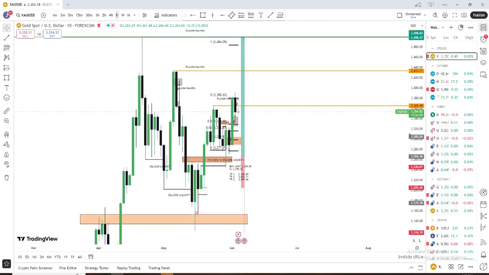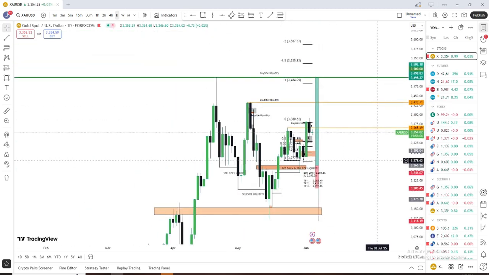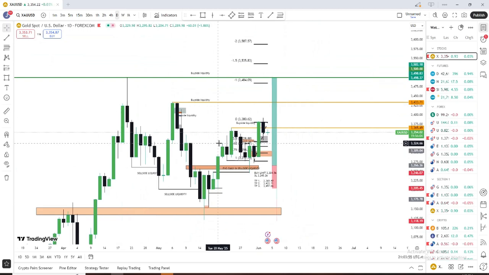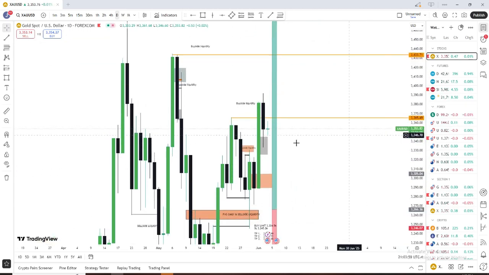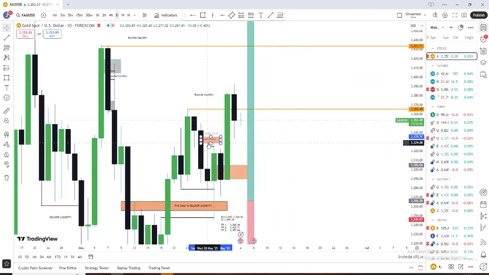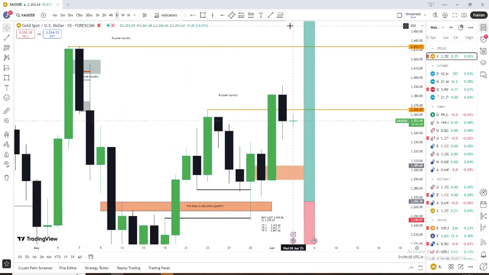Let me crunch it up here. Oh my goodness, this is looking so dirty. This is dirty. Sorry for my word. But you can see this is a daily.